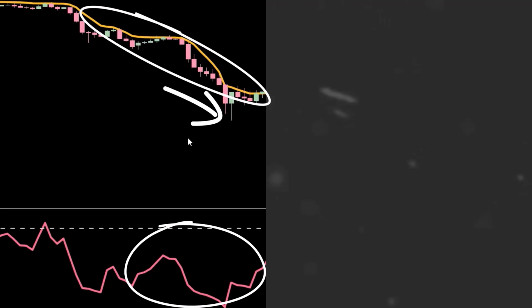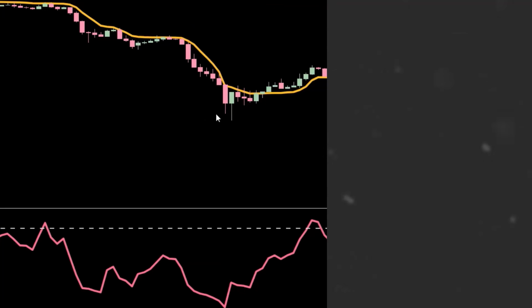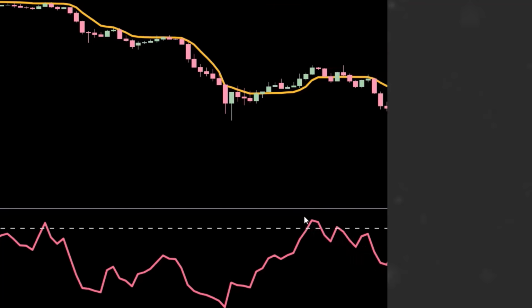But again, we don't want to chase the price. We wait for a pullback toward KAMA. During this pullback, RSI moves above the 50 level. We don't enter yet. We wait for the pullback to lose momentum. Now look at RSI. It crosses back below 50 while price is still below KAMA.